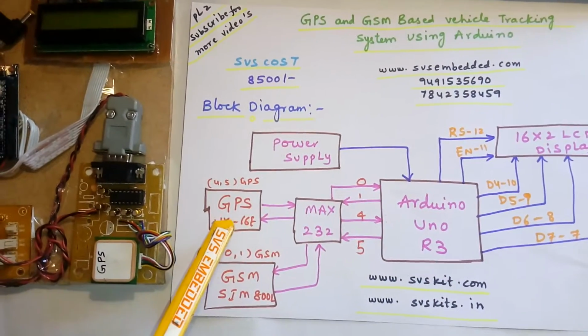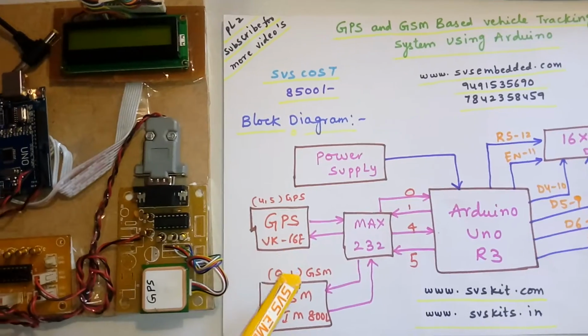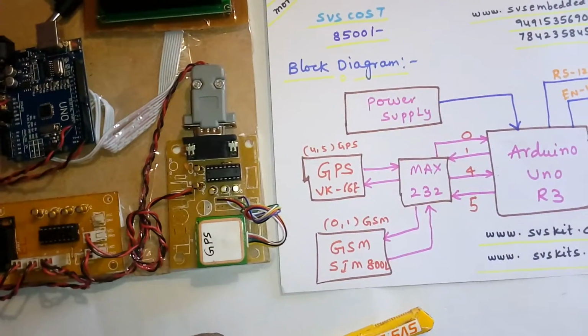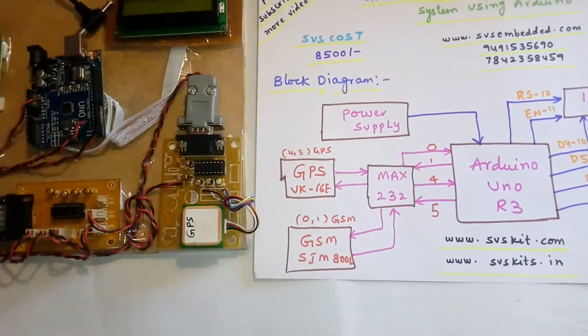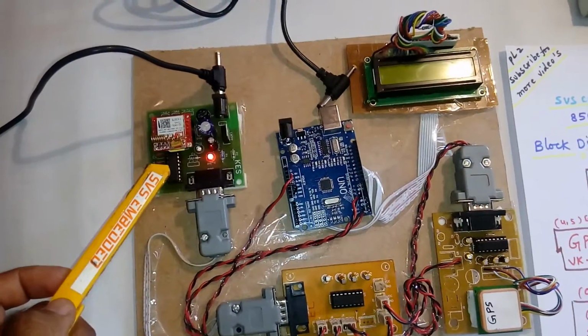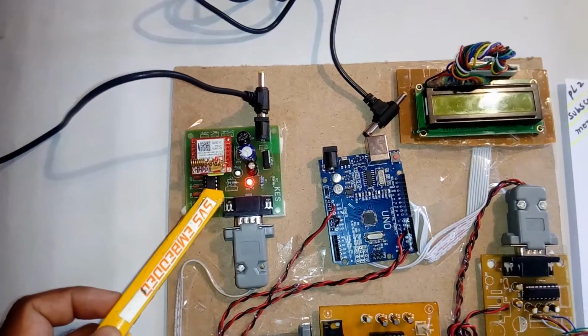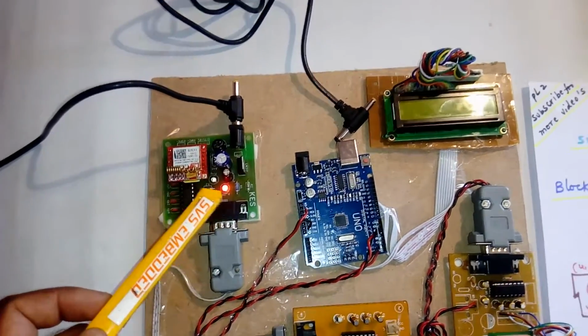And I am using a GPS module, VK16E, and one GSM modem, SIM800L. It's a quad band modem, so you can use it anywhere in the world. Quad band, not dual band.